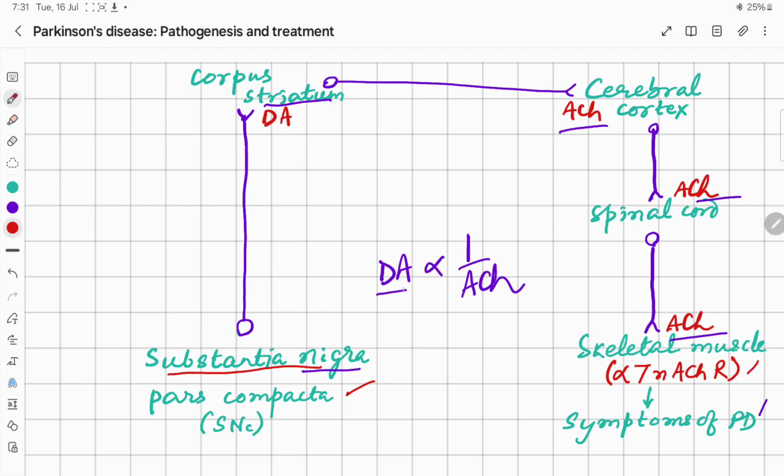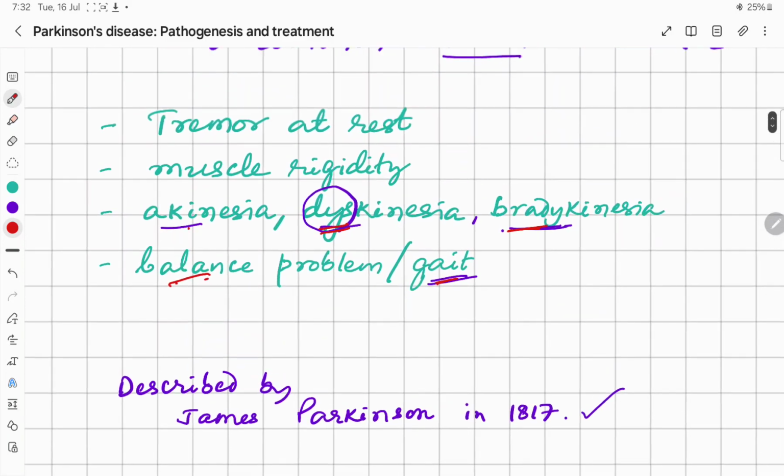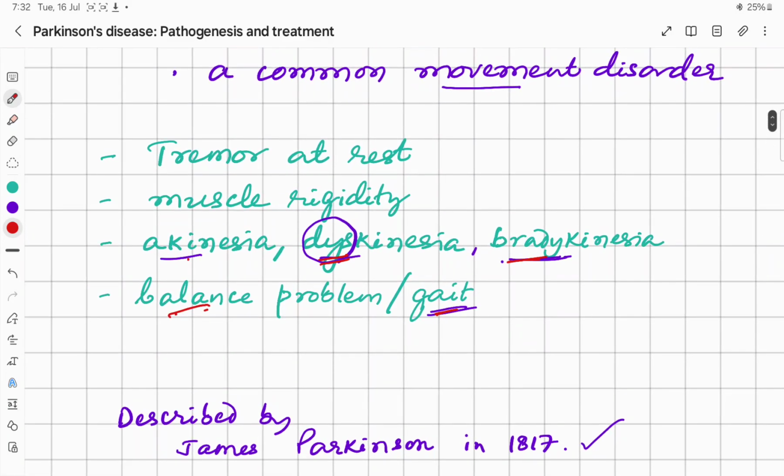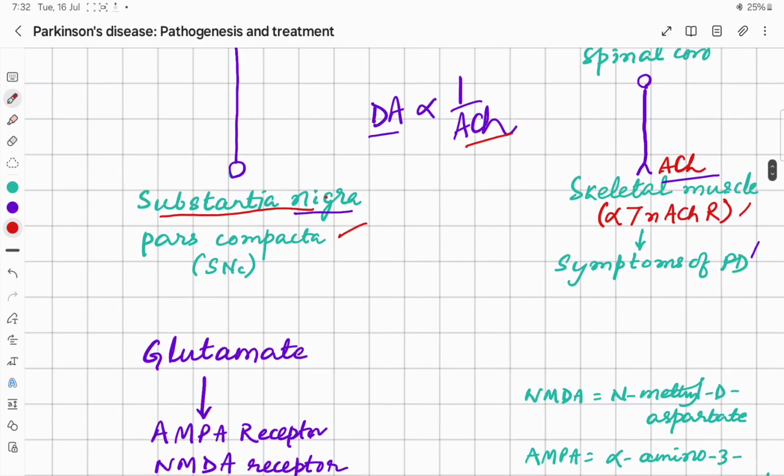And dopamine function is inversely proportional to acetylcholine. So when there is loss of dopaminergic neurons in the nigrostriatal tract, there will be excess activity of cholinergic neurons, that is inversely proportional. Loss of dopaminergic function and increase in cholinergic function lead to symptoms like tremors, muscle rigidity, akinesia, dyskinesia or bradykinesia, and balance problem. So all these are the symptoms of Parkinson's disease.